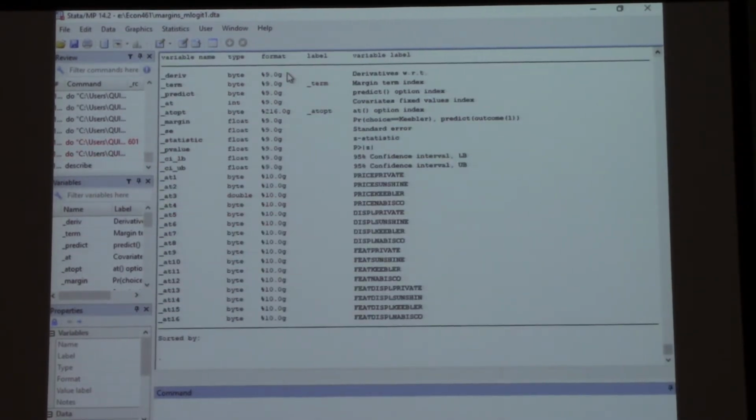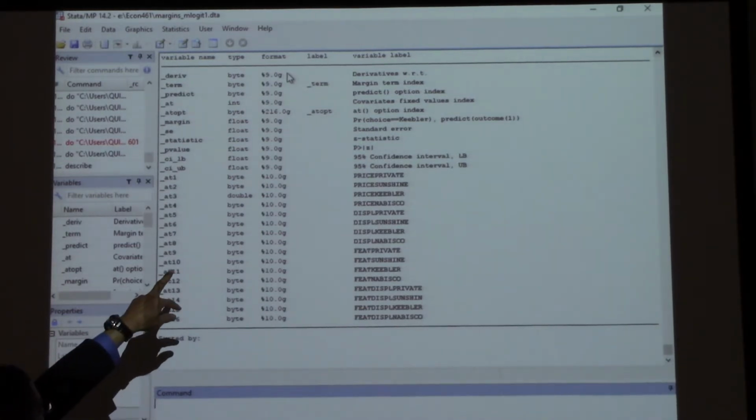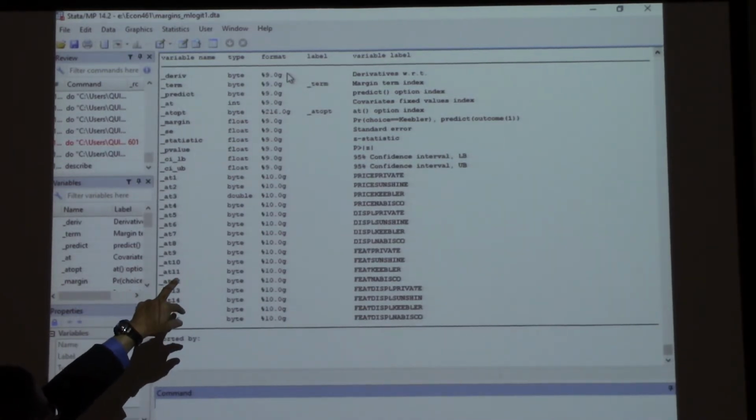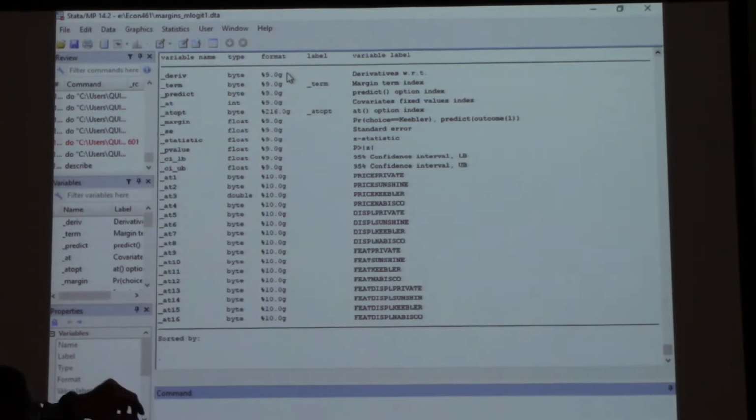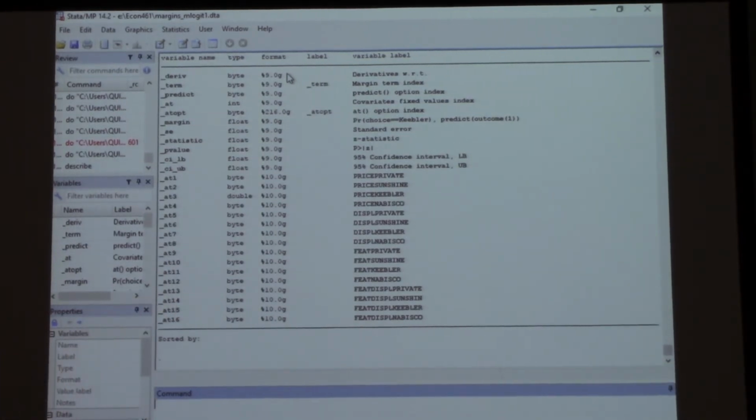Remember that underscore margins is our predicted outcome for Keebler. And we just need to figure out which one is the price. Usually the first thing I look for is the double. The double is going to tell us the price, because double has to do with precision, and all the other ones are mostly zeros, so there's no precision there. So at 3 represents the price of Keebler.